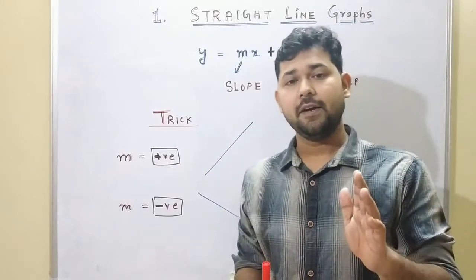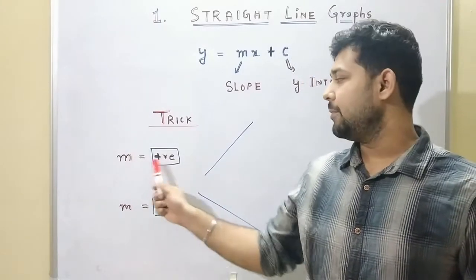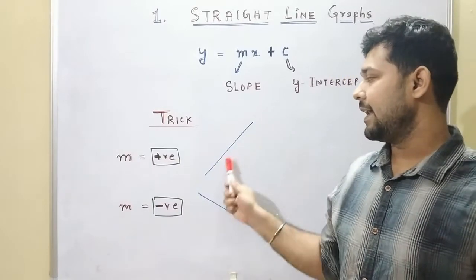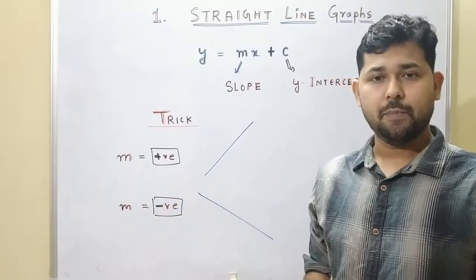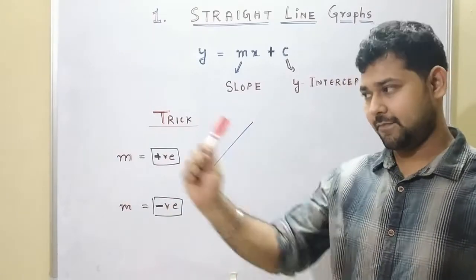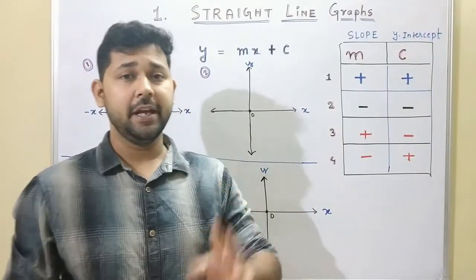One trick you should remember if you want to draw these kinds of graphs. If m is positive, please draw a line like this. Practice it. If m is negative, that is, the slope is negative, draw a line like this. Right? Practice it. So I have taken four graphs.